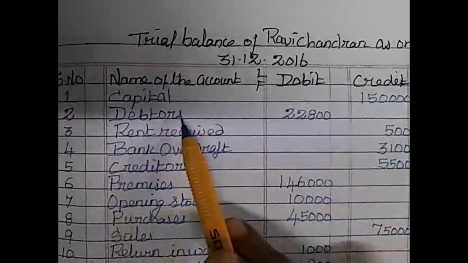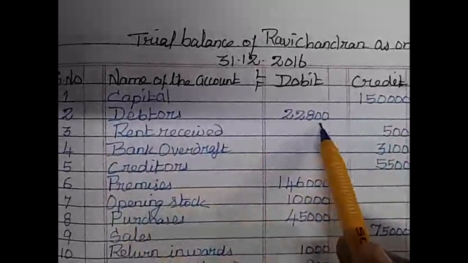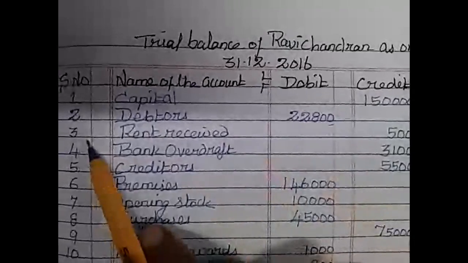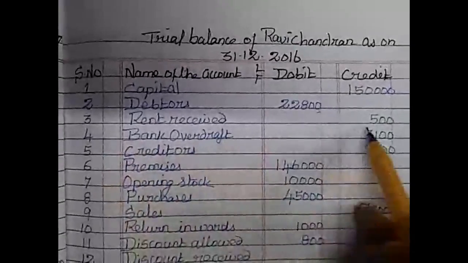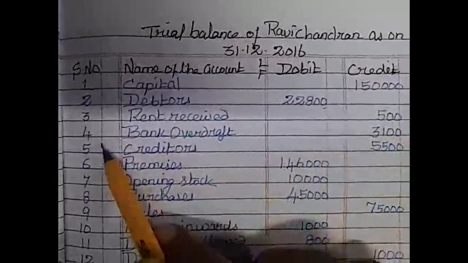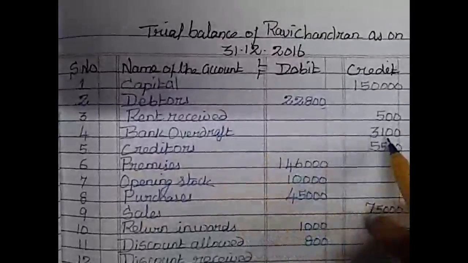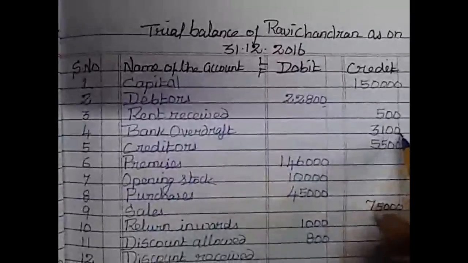Then second one, debtors, 22,800. It is a debit balance. Then third, rent received. It is an income, so it should be shown in the credit balance. Then fourth one, bank overdraft. It is a credit balance. It is a liability, so it should be shown in the credit balance.